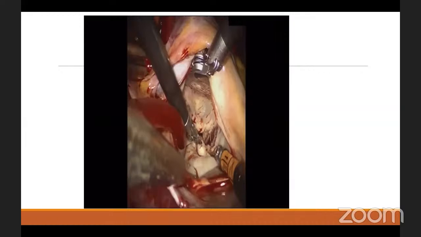So this area does not dilate. The area of the annulus that dilates is the area between, which is mainly the posterior leaflet. The anterior leaflet attachment usually doesn't dilate. Look, in minimally invasive surgery, most of the surgeons use the incomplete ring.